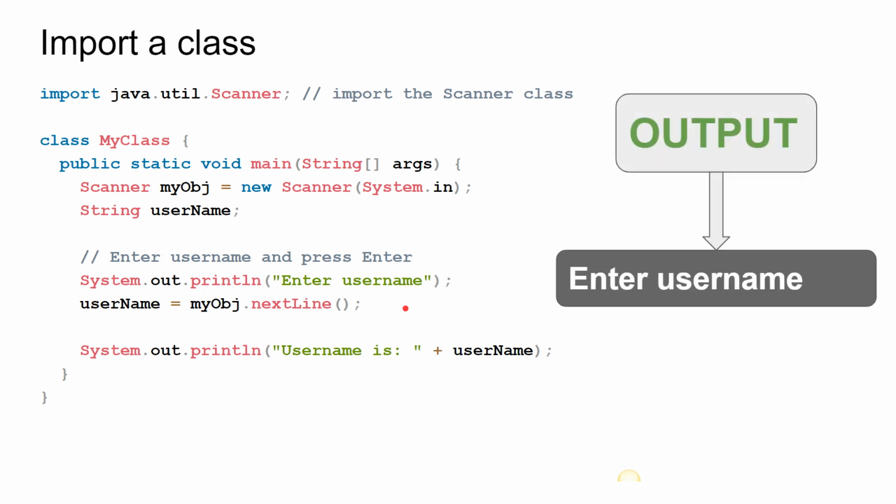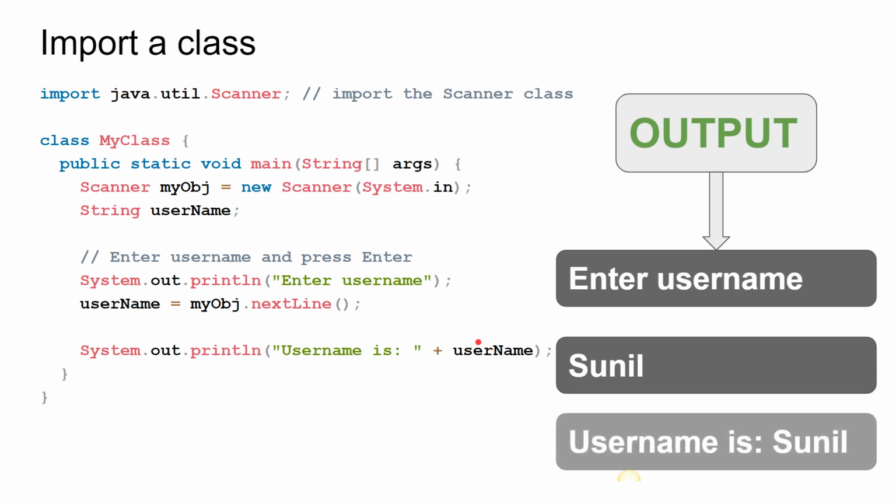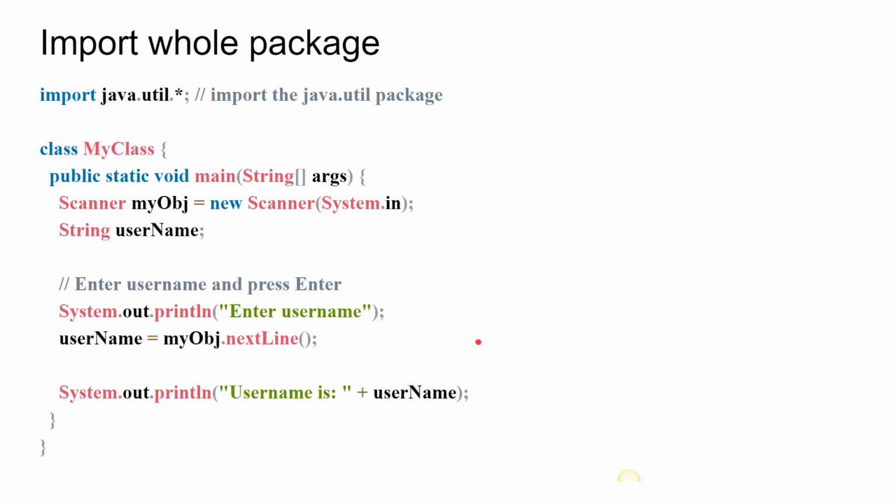And then this is how it looks. Enter username, and now it waits for user input. If I enter Sunil, then the final output is: username is Sunil. And to import the whole package, it is similar. This program is similar to the previous program, but instead of Scanner, we are using star. So this is what java.util.* means, followed by a semicolon.